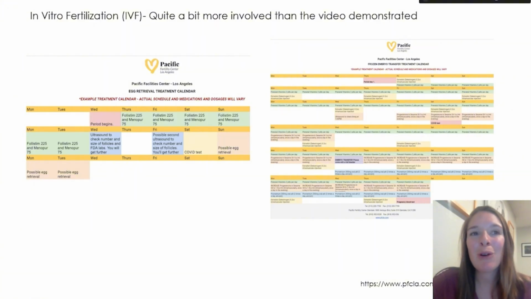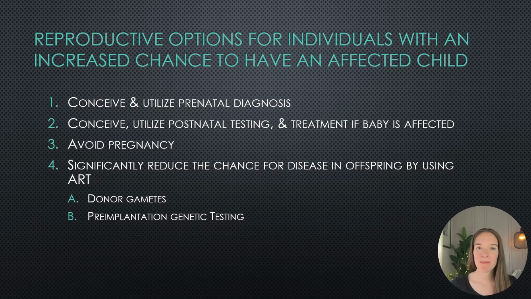Because it's not as straightforward as one might expect, I just wanted to put up some calendars as an example that demonstrate what an egg retrieval cycle might look like and what a transfer cycle might look like, and all of the medications and all that's involved to prepare for each. I'm not going to go into details because it is never a genetic counselor's job to monitor someone on their cycles, but I just want you to know that it is a quite involved process.